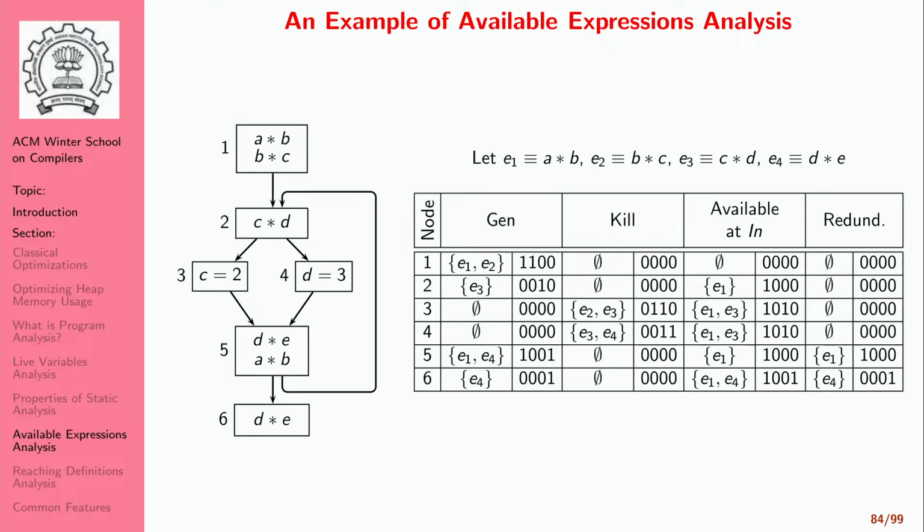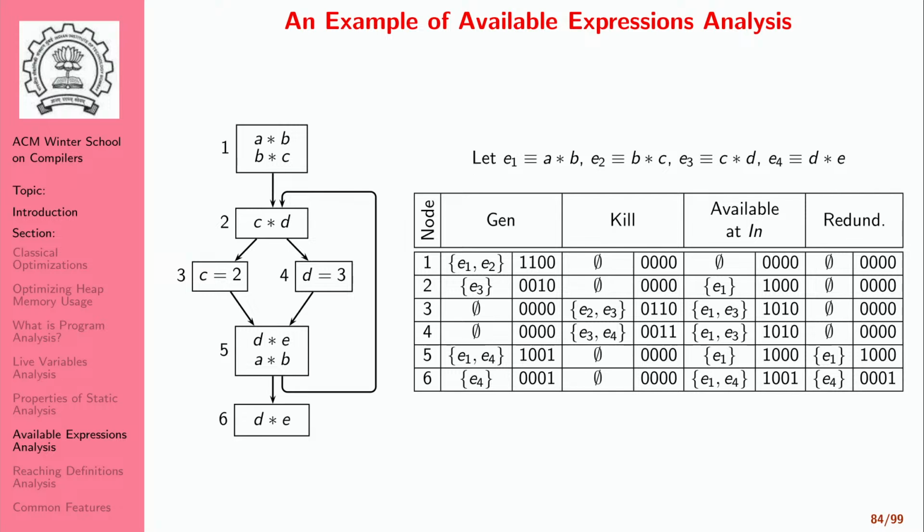So here I want you to go through the gen and kill and explain to me why the gen and kill of a node is what it is. Please go through it and let me know.